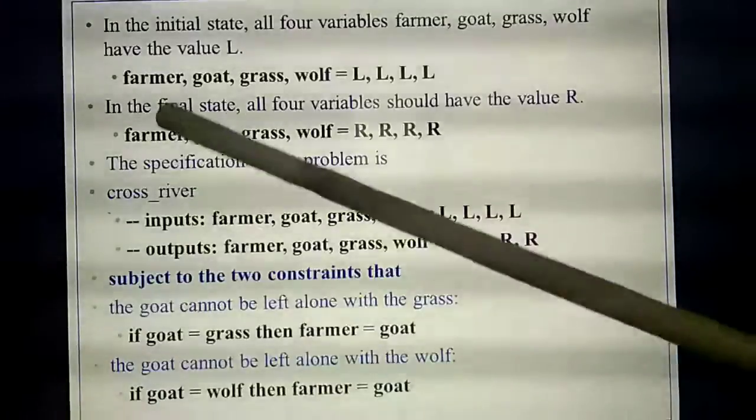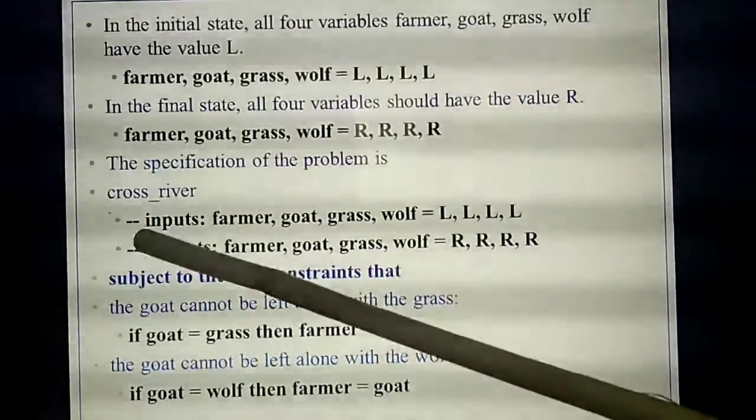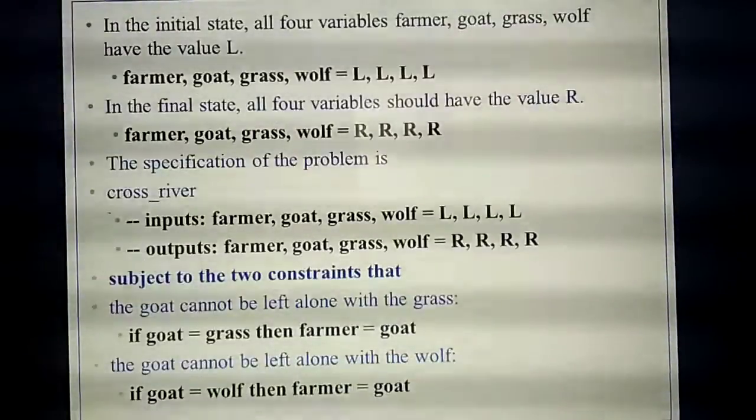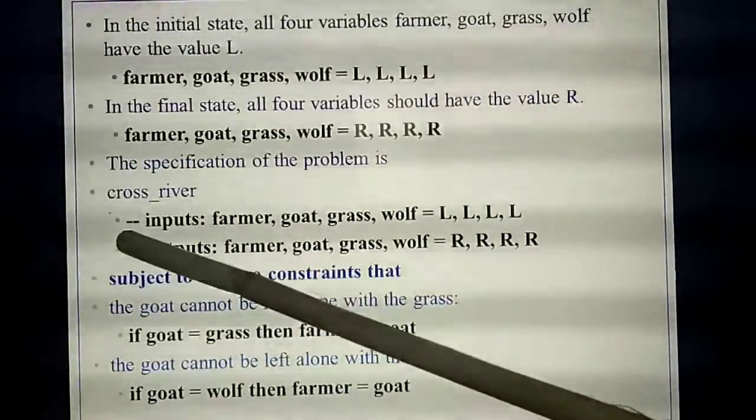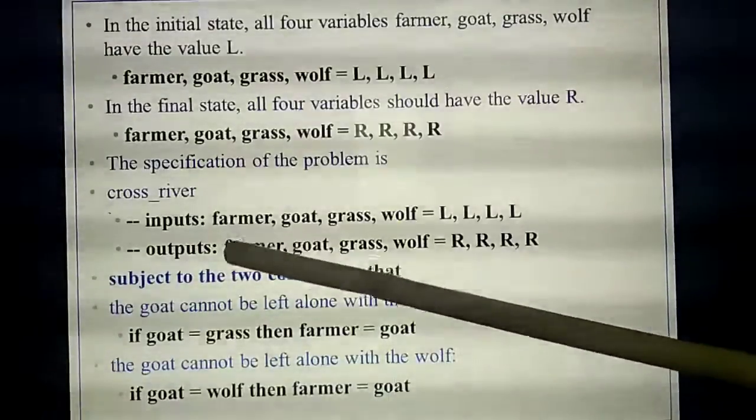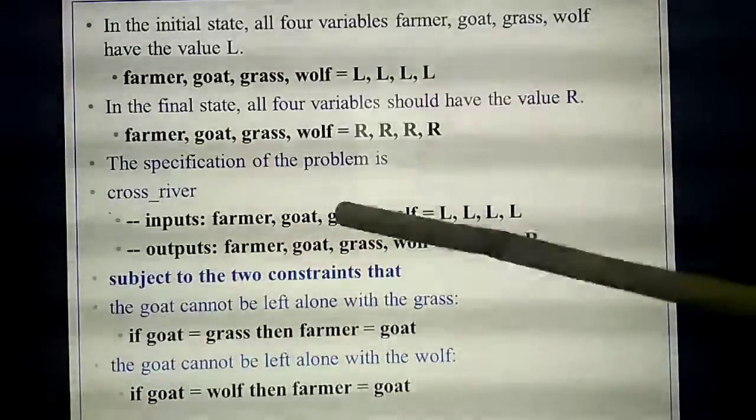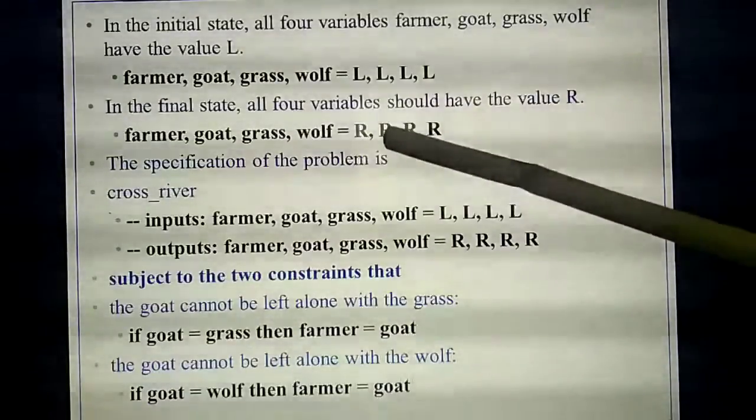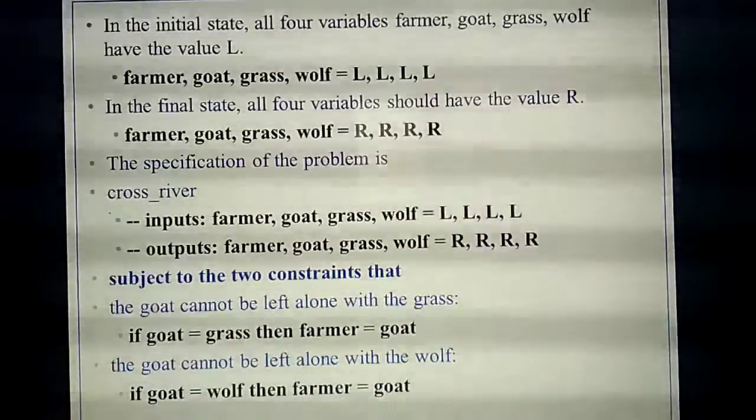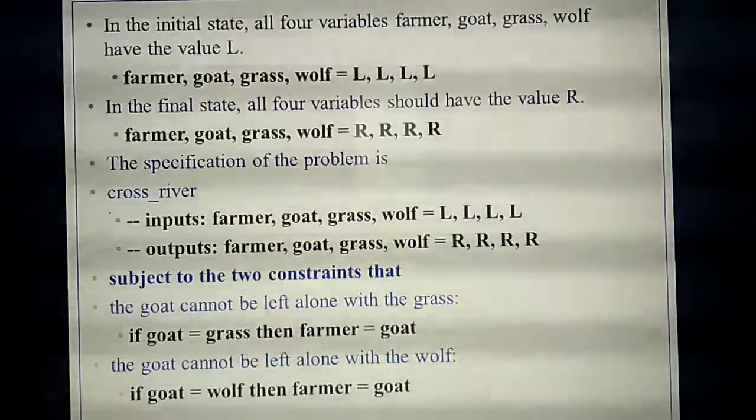Okay, the initial state is what we are given as input. So what's the initial state? The input you need to write in a command line. A command line starts with 2 dashes. So what are the inputs? Farmer, goat, grass and wolf at the start are the input. So what's the output? At the end they need to stand on the right side. So this is the output. Algorithm name you have written, input you have written, output you have written.